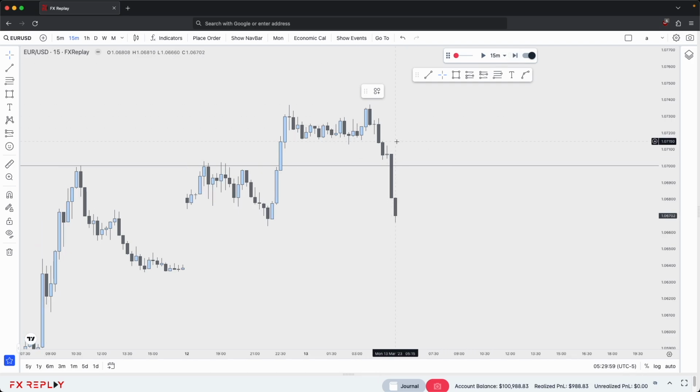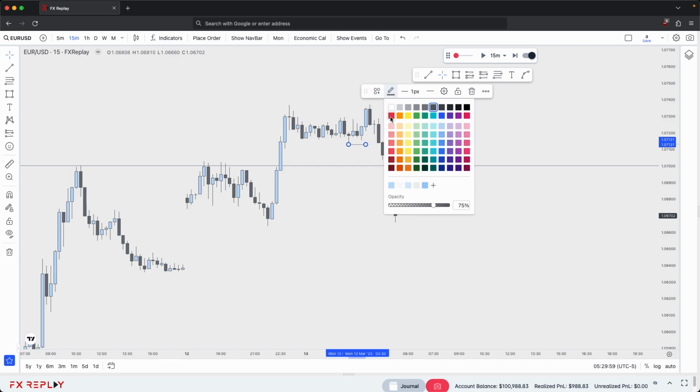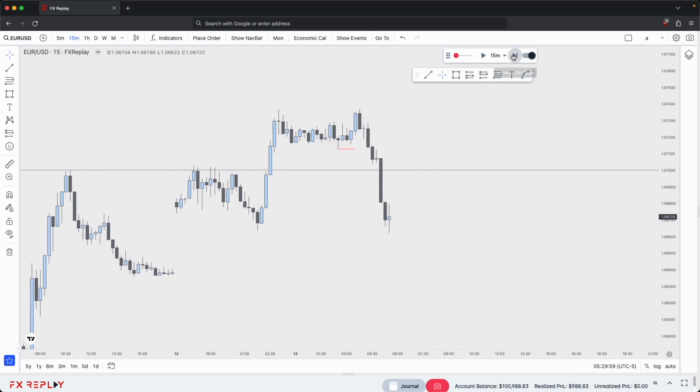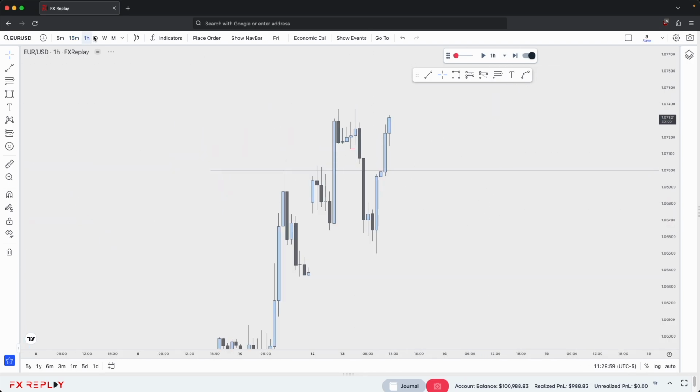Oh, we get that displacement down. Yeah, market structure shift. With displacement, however, the kill zone ends and it is giving us no entry opportunities, which is fine. So we go on to the next one.